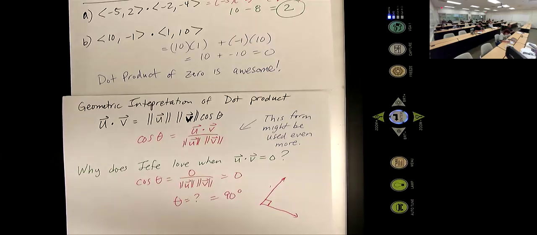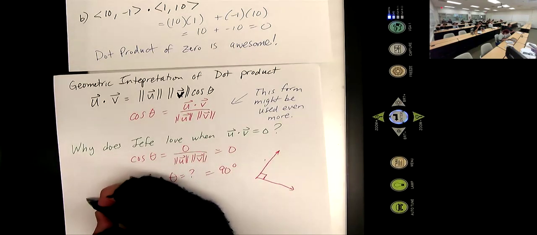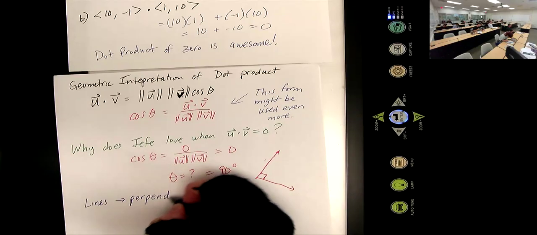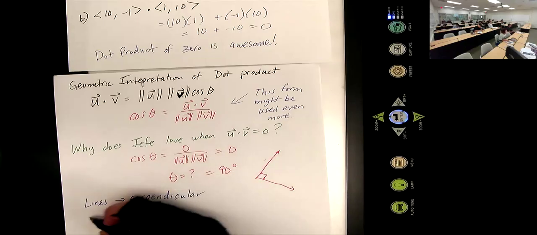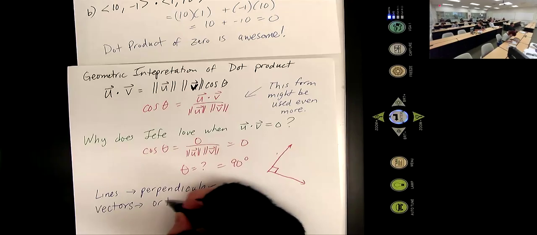Sometimes it's hard to tell. You could sketch two vectors and think, that looks like it's going to be 90 degrees, but it might be 89.5 degrees. But if you do the dot product and you get 0, you know it's a right angle. When we did lines, they're called perpendicular. When we do vectors, they use the word orthogonal.